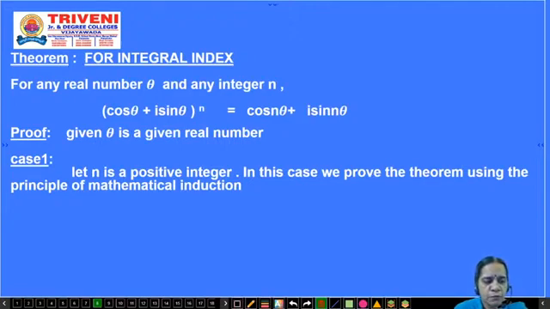They given a proof, we have to write here. Theta is a real number. Let n be a positive integer. n be positive means 1, 2, 3 like this. In this case, we have to prove using the principle of mathematical induction. All of you know the principle of mathematical induction problems like this. First, we have to take n is equal to 1, assume that n is equal to k, and prove that n is equal to k plus 1. These three cases we have to prove in the mathematical induction theorem.